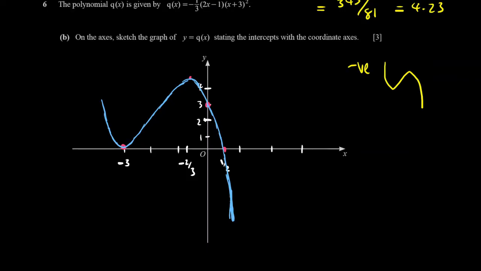Okay, third mark, for correct cubic shape passing through 0, 3, the y-intercept, and the intercept must be marked. Okay, all right, so that is that. I hope that was helpful.